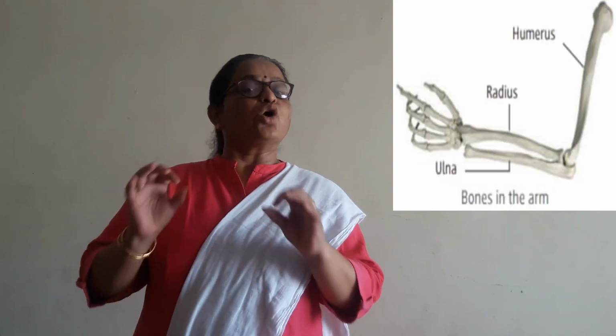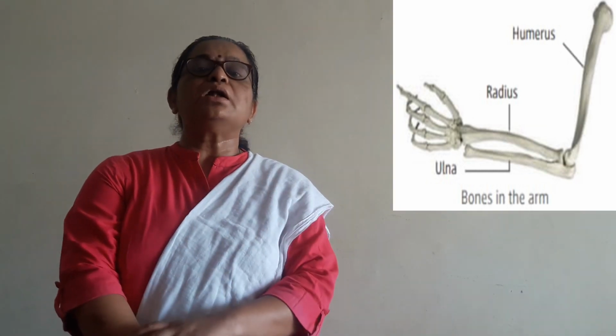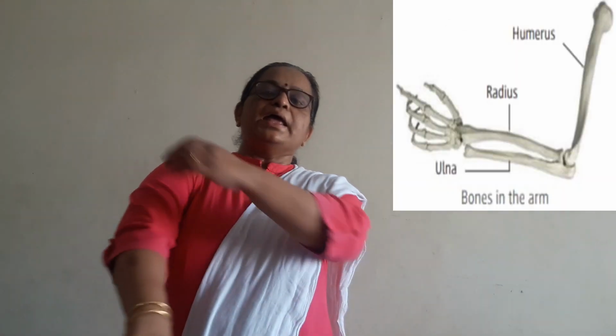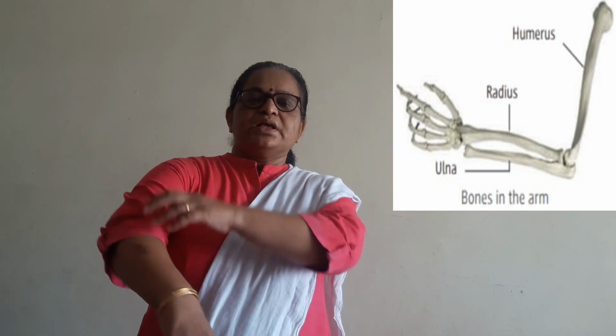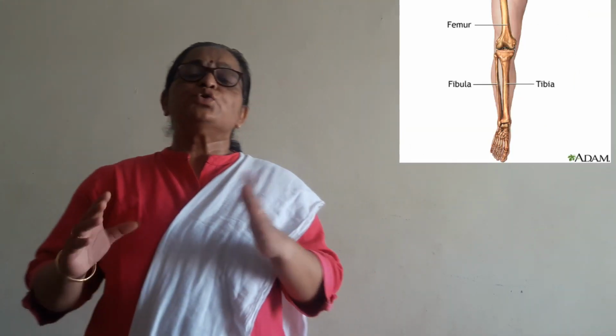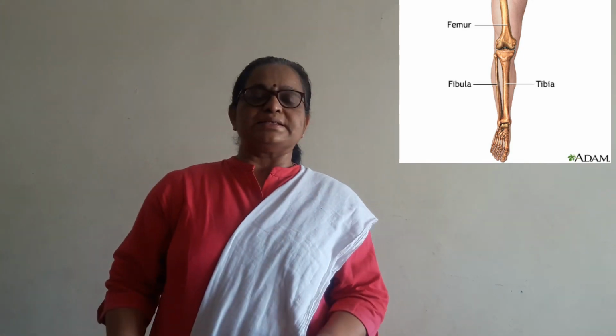Now next part is limbs. The hands and legs together, commonly they are called limbs. Hands or arms are called forelimbs, upper limbs, and our legs are called hind limbs, lower limbs. In upper limbs there are two parts. This is upper arm and lower arm. And in this way, there are two parts of our legs also, upper leg and lower leg.